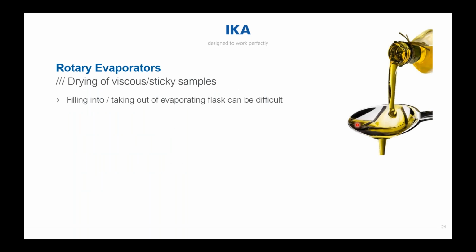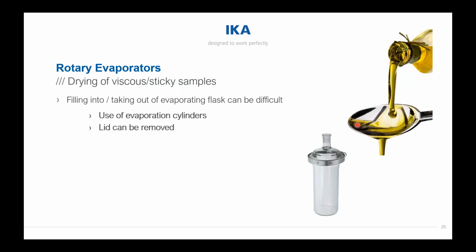So maybe some of you, if you do organic synthesis, will not even have many viscous or sticky samples, but it could still be interesting, what I would just like to show you. Especially if you have viscous or sticky samples, it could be that your sample will just stick inside your evaporating flask. And there's a possibility to get this out, because if you just want to remove a solvent, or if you just want to dry highly viscous material, then we have the possibility to use these evaporating cylinders. I don't know, maybe you already know them, but they are quite nice, because you have the possibility to remove the lid, and you have this big cylinder in here where you can just fill easily.